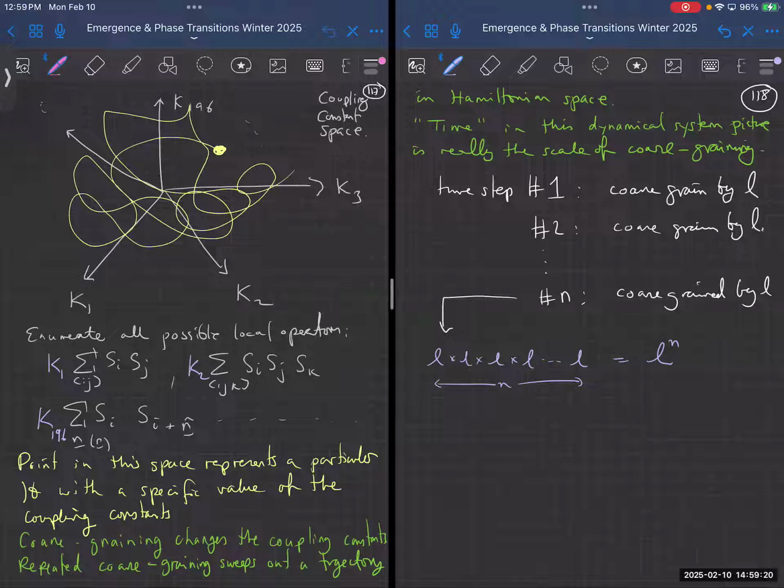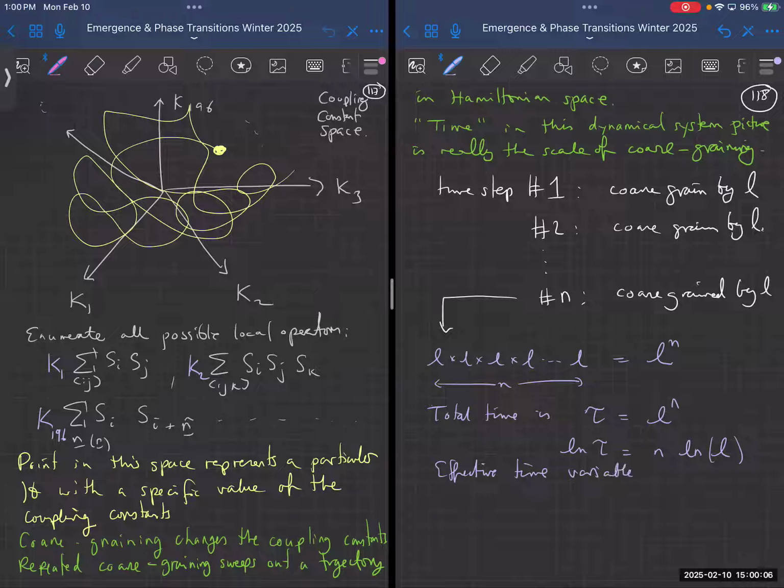So then we can think of the total time, I can think of this tau, as L to the N. So the logarithm of this time is equal to N log L. So in other words, the effective time variable is not L itself, but related to the logarithm of scale. So we'll see that formally later.